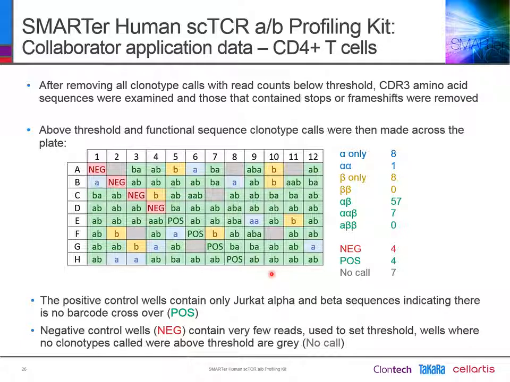The first thing I'd like to point out is the positive control wells, which are here on this diagonal. These only contain JurCat alpha and beta sequences, so no other sequences are identified in these wells, which indicates that there's no barcode crossover. And in the negative control wells, as I just explained, we see a few hundred reads. We use those to set the threshold, and calls below that threshold are thrown out. In this case, you can see there are 7 wells, coincidentally, where there's no call, and that's because they fall below the threshold.